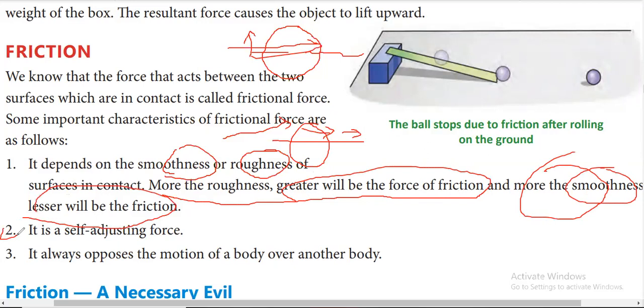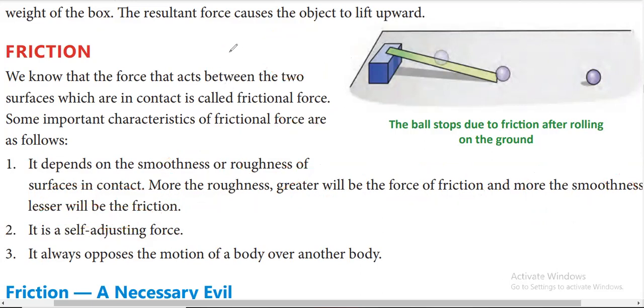Okay, and the second point: it is a self-adjusting force. A friction force working between two surfaces. We know that.